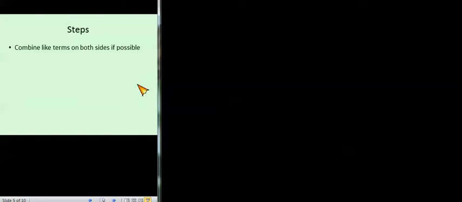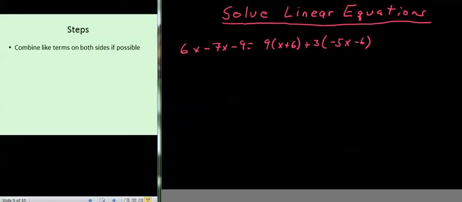Steps. Combine like terms on both sides if possible. All right, let me write an equation, and we'll solve this equation as we look at the steps. Combine like terms on both sides if possible. So I look at this equation, and I notice on the left, first of all, I'm going to draw a line here, just to keep in my mind left side from right side.